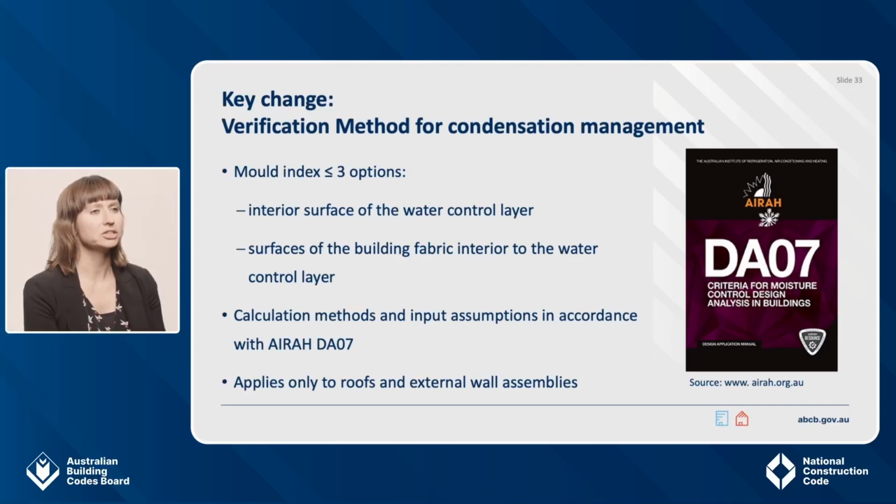So to use this verification method to meet the performance requirement, you need a mould index of less than or equal to 3 on the interior surface of the water control layer, or the surfaces of the building fabric interior to the water control layer. The mould index can be determined using hygrothermal models, for example WUFI. The verification method also requires the calculation methods and input assumptions to be established in accordance with ERA DA07. The verification method is only applicable to roofs and external walls.